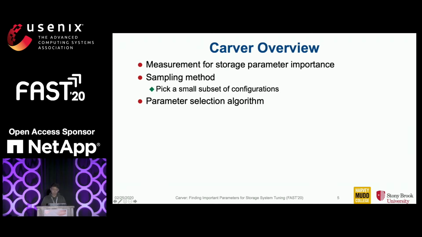The parameters' importance can depend on specific hardware and workload. And also, evaluating a single storage configuration is time-consuming. So Cover's parameter selection algorithm will have to make decisions by evaluating only a small number of storage configurations. Therefore, Cover includes a sampling method, which is able to pick a small number of configurations representing the whole parameter space. Based on this, Cover proposed a greedy algorithm to select important parameters for storage systems.